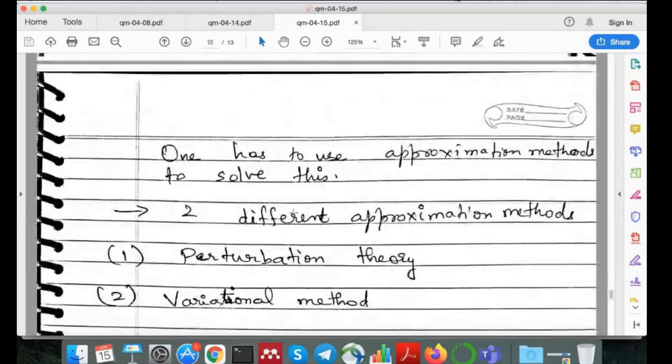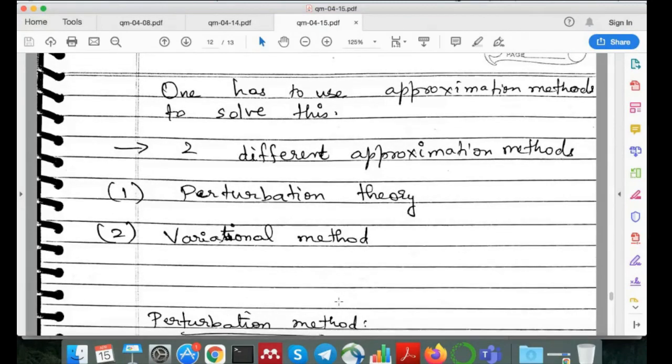So like I told you, the only way to solve such a system is to use approximation methods. There are many kinds of approximation methods, but there are two main kinds, and other kinds are basically variations of these two. One is the perturbation theory, and the second is the variational method. I'll give you a brief introduction to each, and then we'll stop.